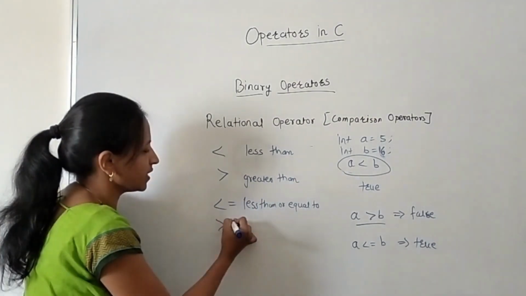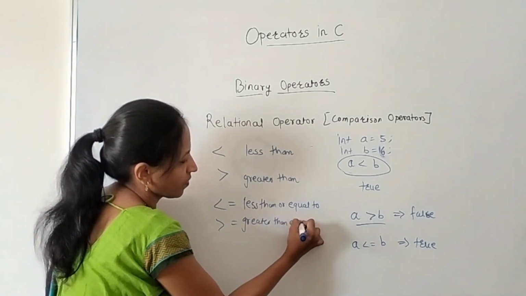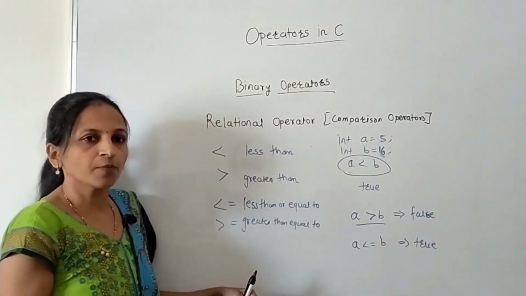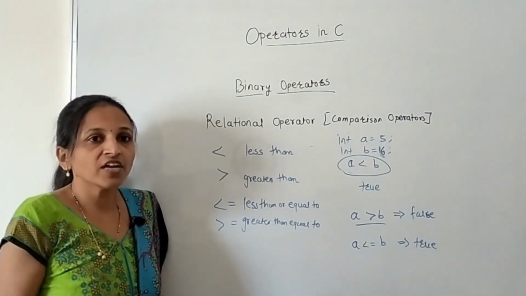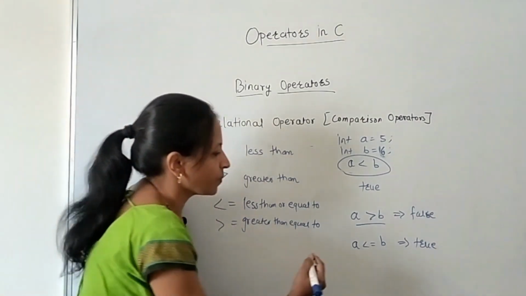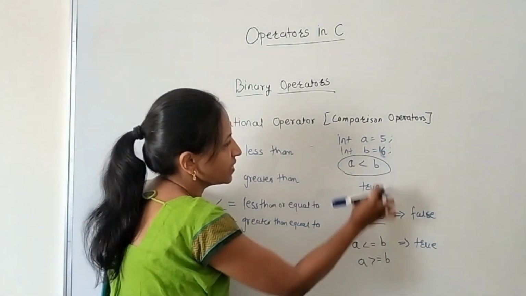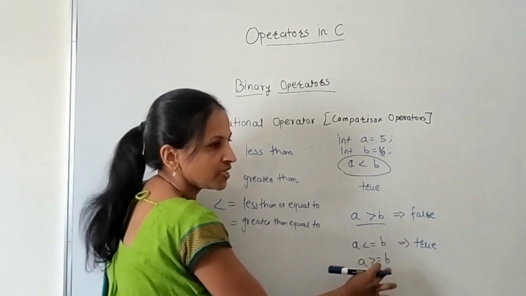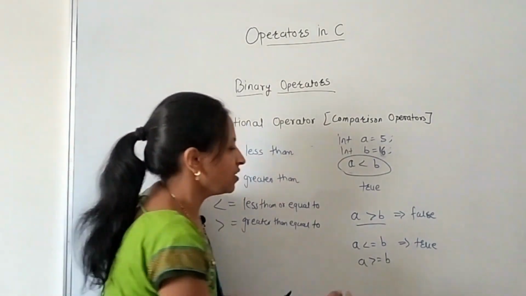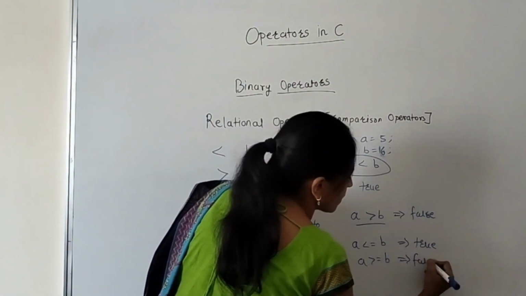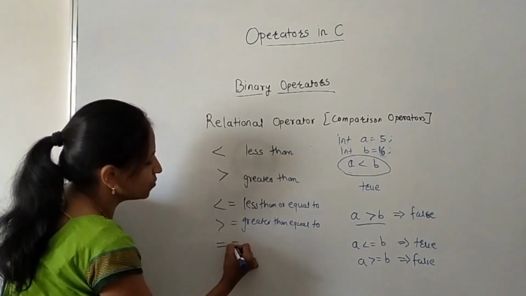Again the same thing, greater than or equal to. This operator is used to check whether the left hand side operand is greater than or equal to the right hand side operand, like a greater than or equal to b. Here a is 5 and b is 6, so a is not greater than b, and then it checks whether it is equal to b. No, both conditions are false, so it will return false.